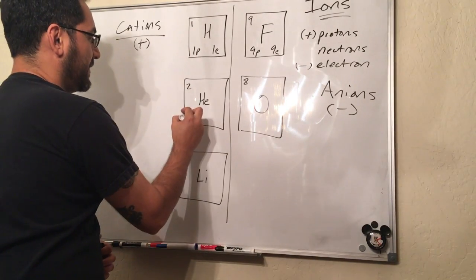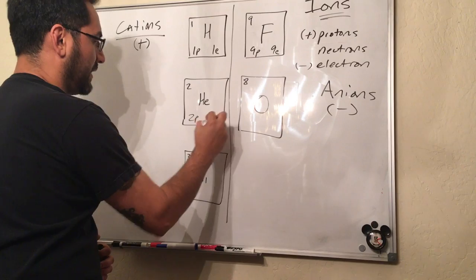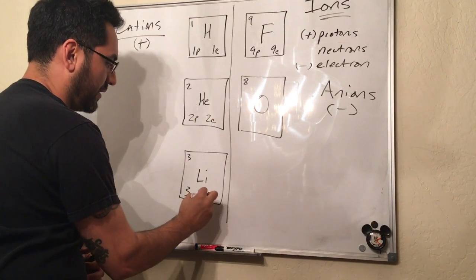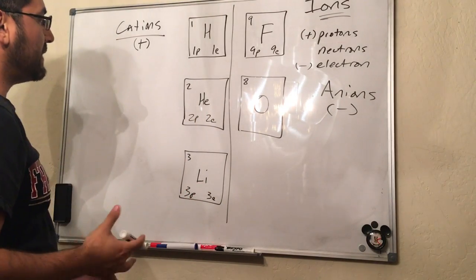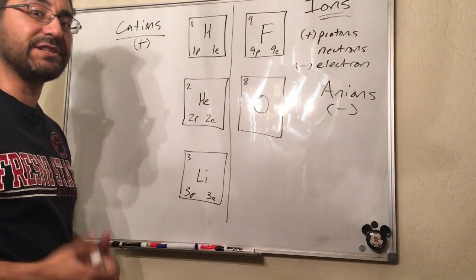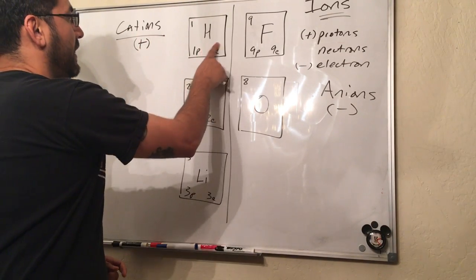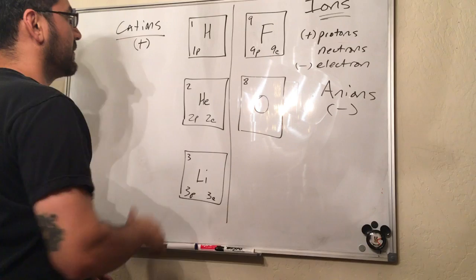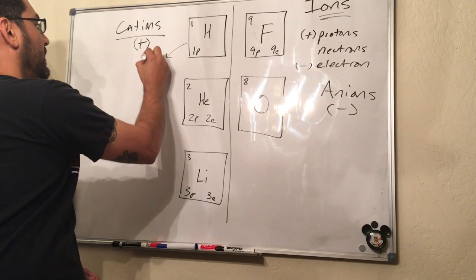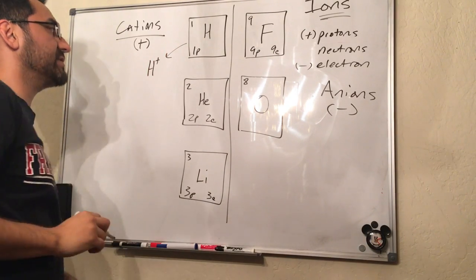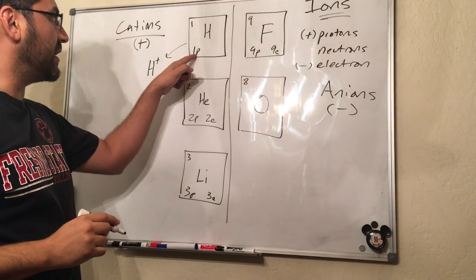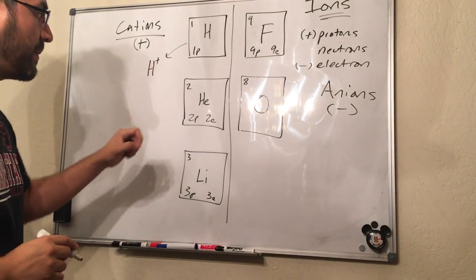So let me finish writing this here. 2 protons, 2 electrons, 3 protons, 3 electrons. All right, let's see what happens when each one of these loses 1 electron. So if hydrogen loses 1 electron, it actually becomes the ion H+, because it only has 1 proton, and that proton has a positive charge.